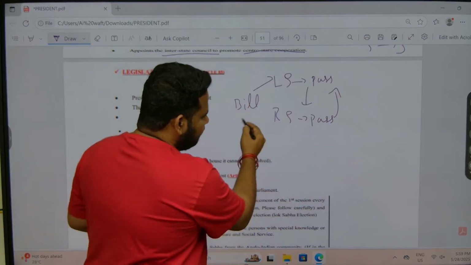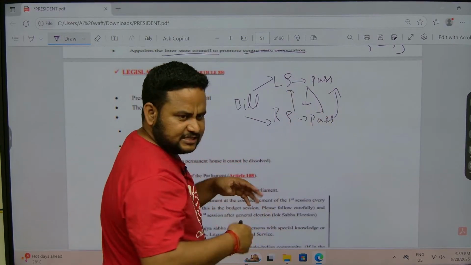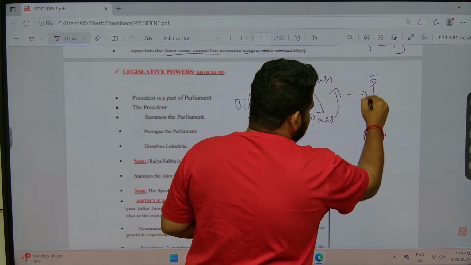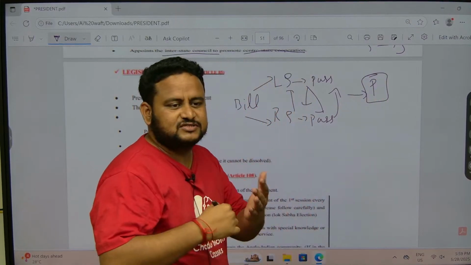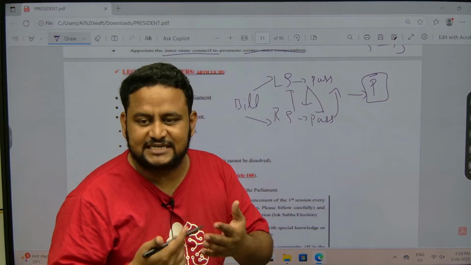Okay, or vice versa. They will send it first here, then here, and then send it back. Anything can be done. At the end, they have to send it to the president. The president has to sign the bill. They won't use the word sign. That is called giving assent to the bill.